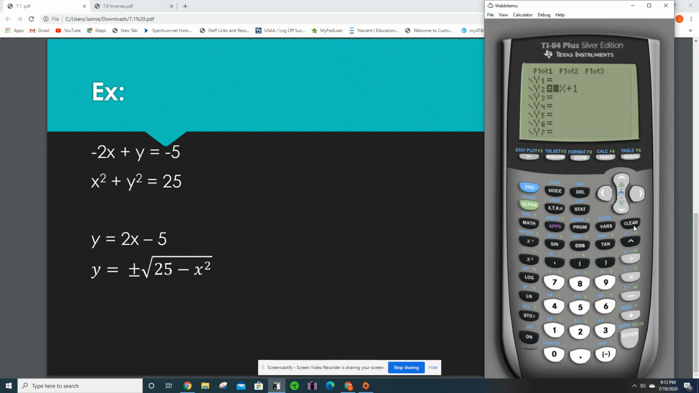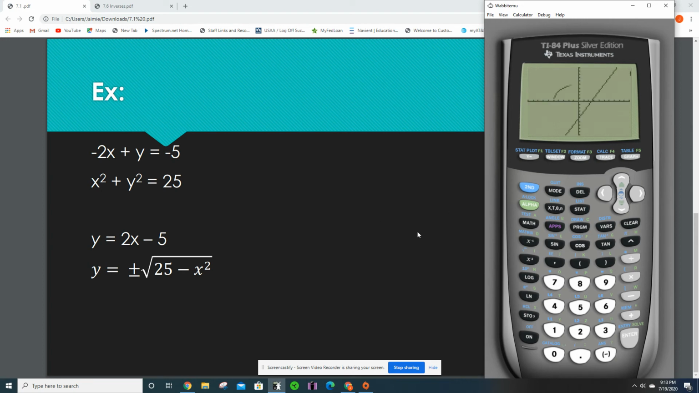So we're going to handle this a little differently than we did with our first equation. I'm going to go ahead and clear out my last attempt and type in 2x minus 5. And then since I have a plus or minus here, I'm going to have to do two separate radicals. So I have the square root of 25 minus x squared. And then I also have the negative. Now this is a negative sign down the bottom where this is subtraction. So I have negative square root of 25 minus x squared. Okay, I'm going to go ahead and hit graph.